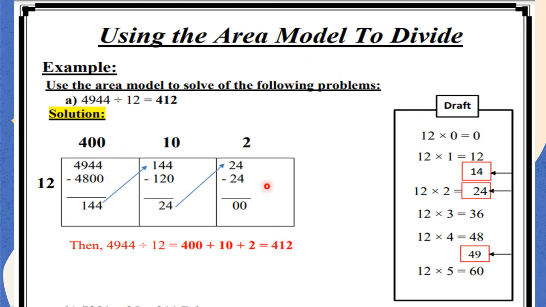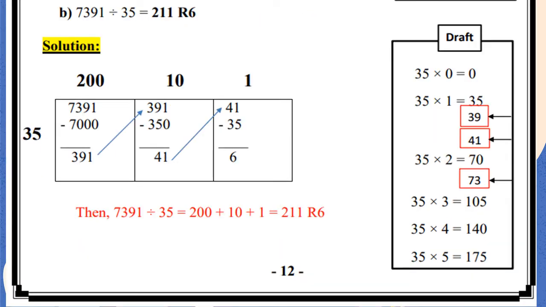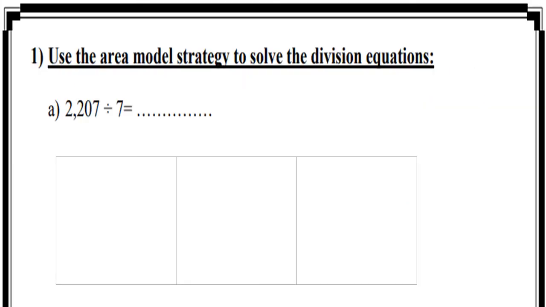So, to solve using the area model, we need to draw a rectangle, write the dividend here, the divisor here, and the quotient up. Here, another example with a remainder. We are going to make it using the same way. And now, let's solve this together. Use the area model strategy to solve the division equation.